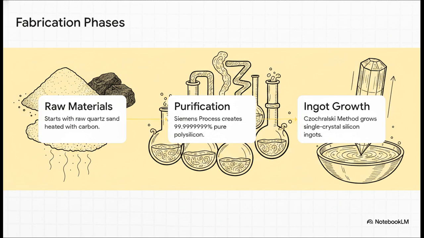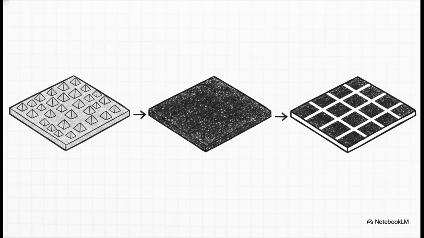From there, if we're building premium cells, we use the Czochralski method. We dip a little seed crystal into a crucible of molten silicon and slowly pull and rotate it upward. This grows a perfect, massive, single-crystal cylindrical ingot. Next up, those ingots are sliced using diamond wire saws into ultra-thin wafers.